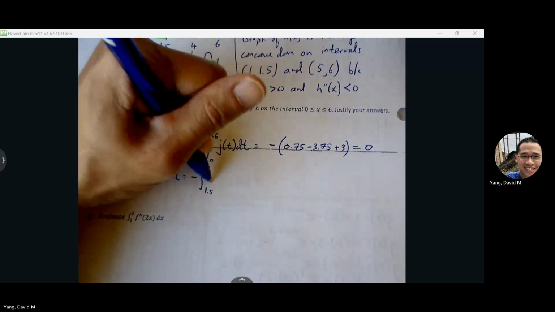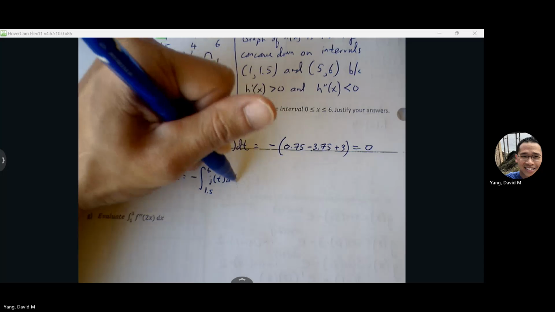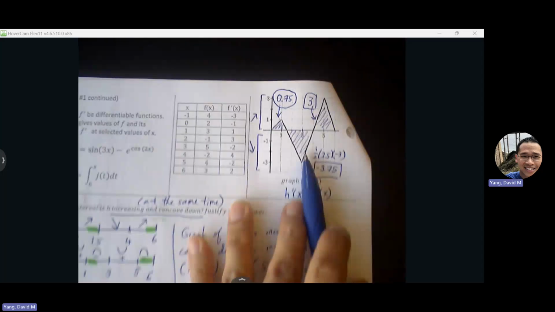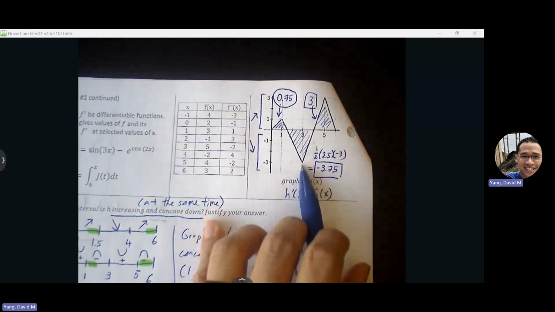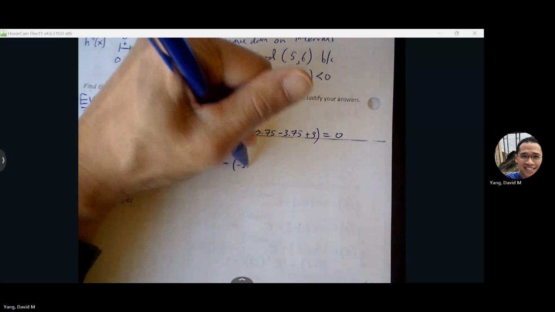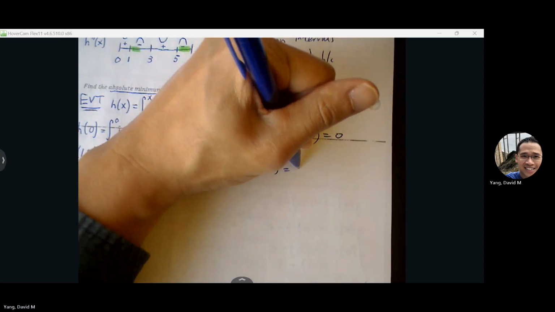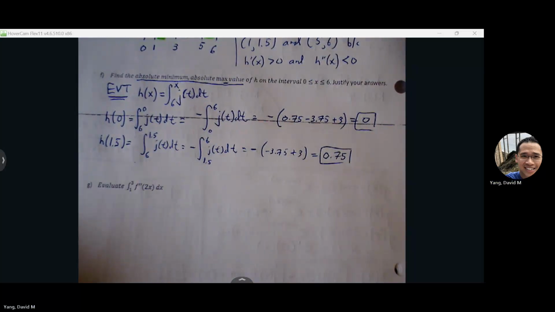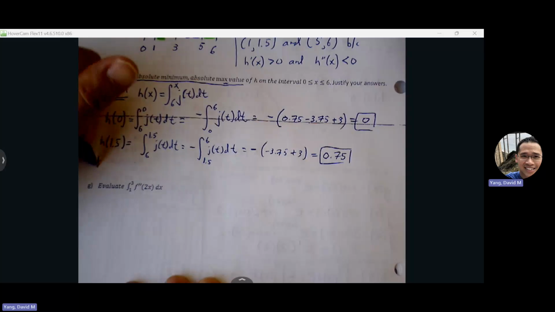Again, the bounds are out of order, so pull a negative in front. So from 1.5 to 6, it'll be these two triangles, -3.75 plus 3. Ends up being a positive 0.75. We have 2 candidates. Let's do 2 more.